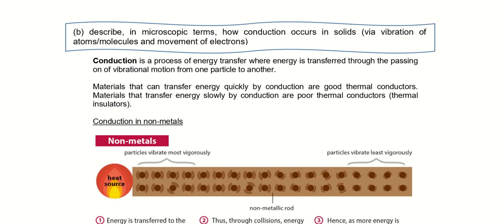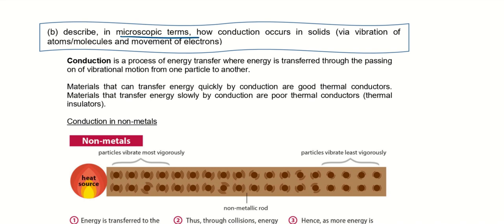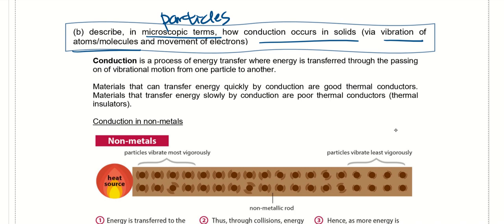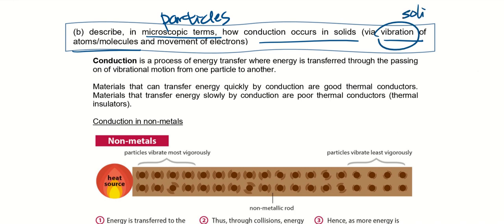Okay, let's move on. Part B, describe in microscopic terms, that means we need to look at the particles or the atoms, how conduction occurs in a solid via vibration of atoms or molecules. So if you recall, last chapter I said vibration is only reserved for solids. For liquid and gas, they are fluids, so you cannot use vibrate. Only vibrate is used for solid particles because they are fixed to their position and they cannot move about.